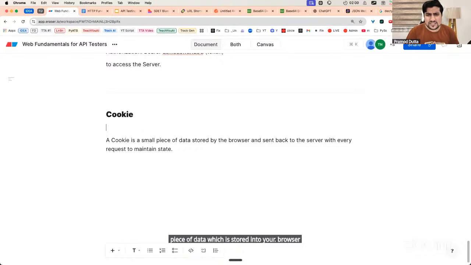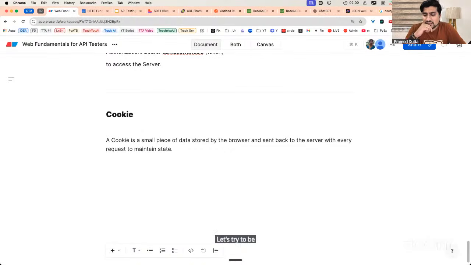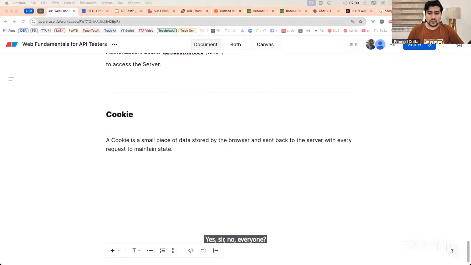What do you mean by this? And sir, why are we using this cookie? Okay, everyone, let's try to make it understandable. Sir, what is a cookie? How is a cookie used? Please explain in a very simple manner. Shall I explain in a different manner? Yes or no, everyone? Explain it properly, right? Everyone with me? Give me yes in the chat. Theek hai, ek baar main cookie batata hoon, right? Exactly, give me one second.